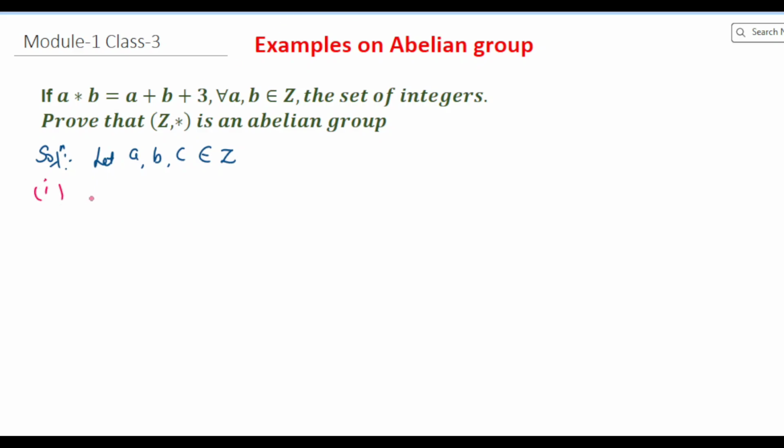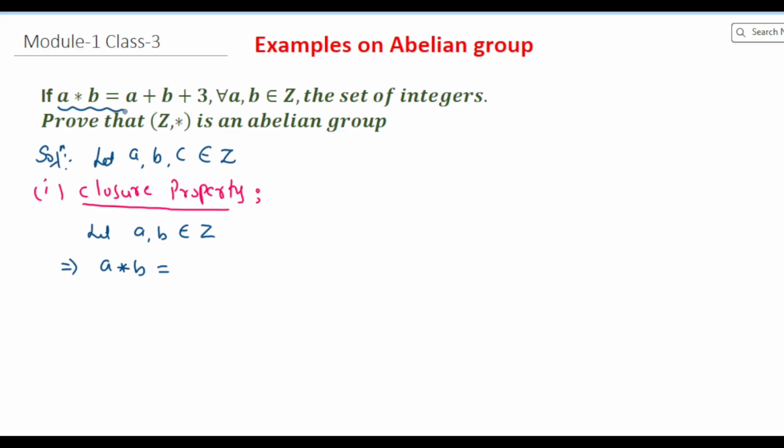First property is the closure property. You already know this. What the closure property says: let us take a, b belonging to Z. This implies the combination a star b should also belong to Z. a star b he has already given here. Here you can see a star b is nothing but a plus b plus 3.